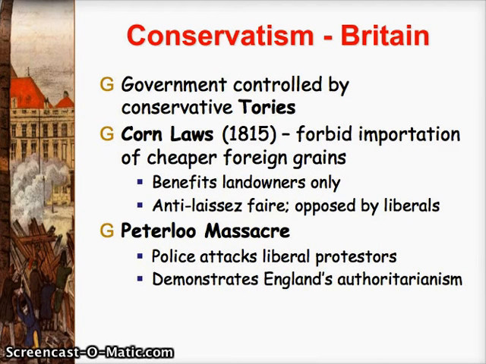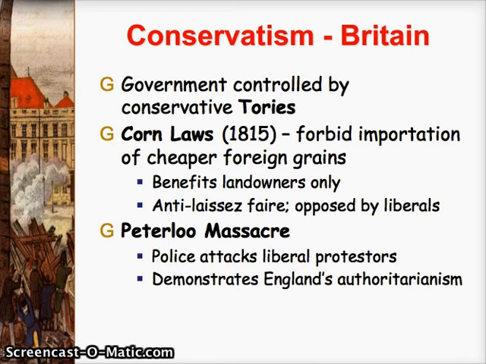Actually, I want to go back to a previous slide that I missed, because the one that I was talking about at the end of the last video was more some of the liberal reactions to conservatism in Britain. Let's go back to why England at first was turning more towards conservatism.